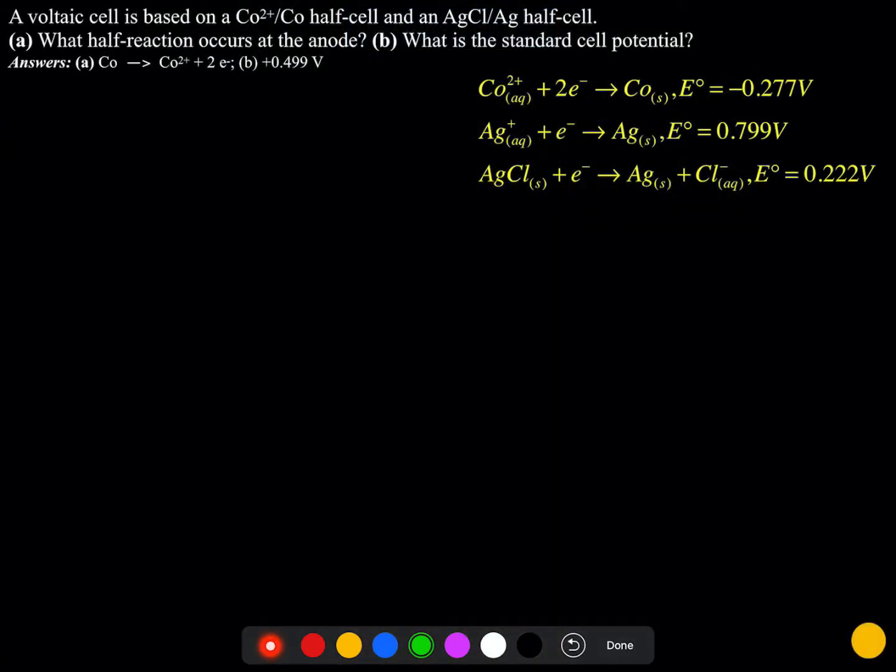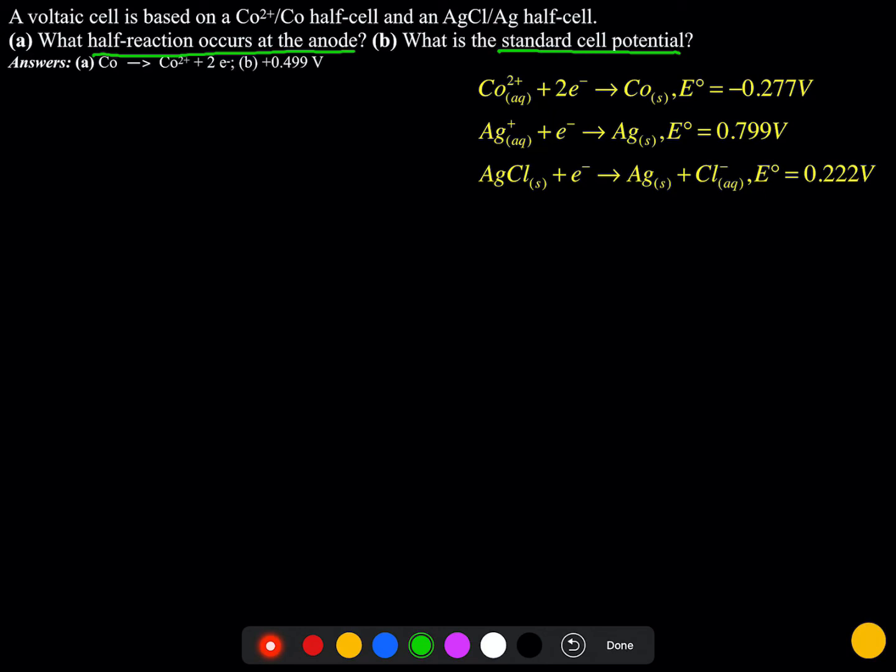So here's a practice problem where we are going to figure out what's happening in a galvanic cell and answer two specific questions. What half reaction occurs at the anode, which means we need to figure out what the reduction reaction is and what the oxidation reaction is, so we can put the whole thing together, because we're also going to answer what is the standard cell potential.